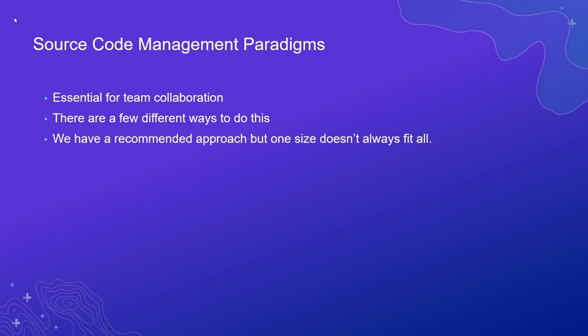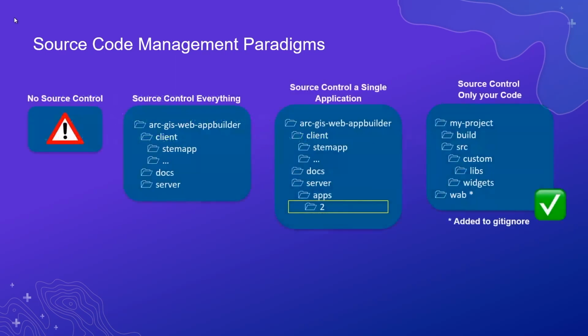There are a few different ways that you can implement source code paradigms for Web AppBuilder Developer Edition, and we're going to go through those. But ultimately, what we're going to talk about is a suggestion that we have. There's what we think are some pros to doing it, but you need to do what works best for the team that you're working in. So one option is to not have any source code control at all. Like I said, I don't think that's a good idea.